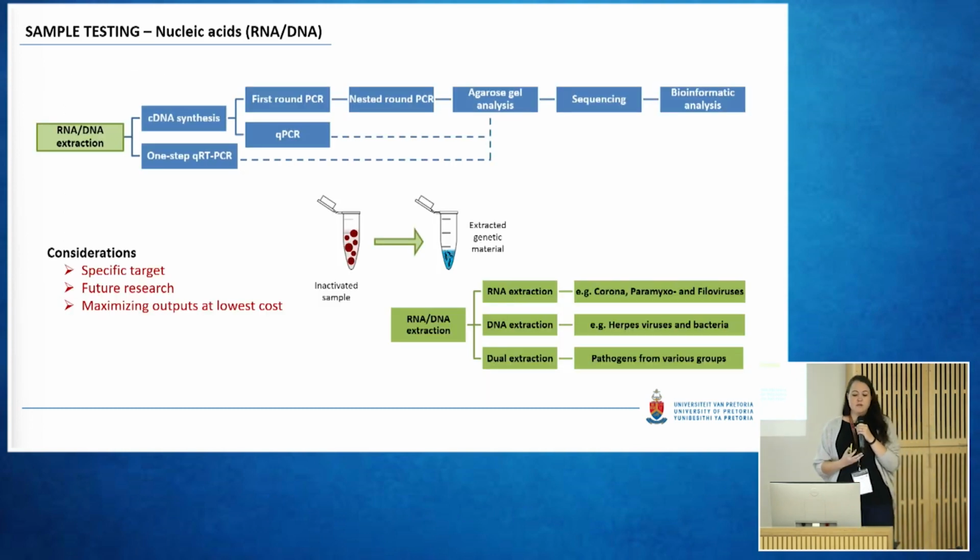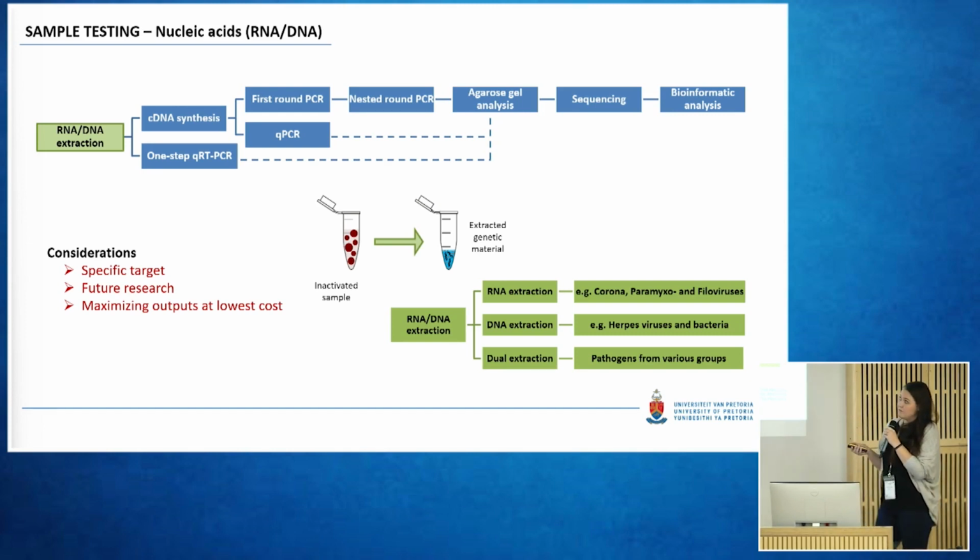A lot of you might not be familiar with molecular testing and things like that. So I'm going to try and explain this so that everyone can understand. I won't go into much detail. Viral genetic material can be either RNA or DNA. The ones that we've been focused on, the corona-, filo-, and paramyxoviruses, are RNA viruses.